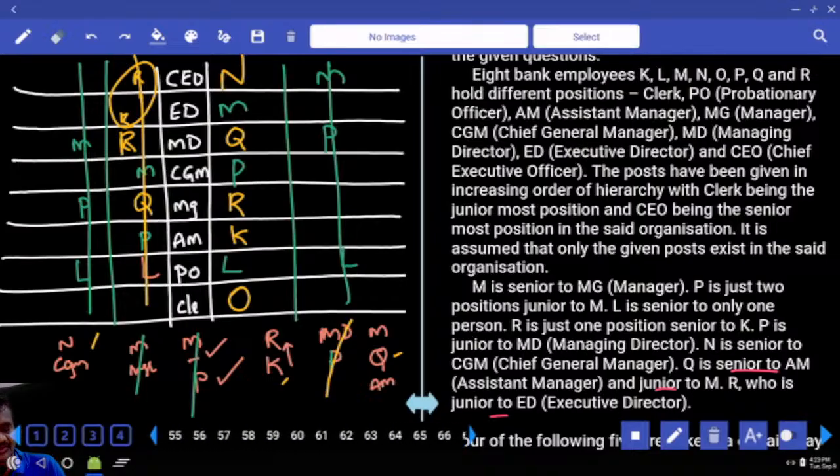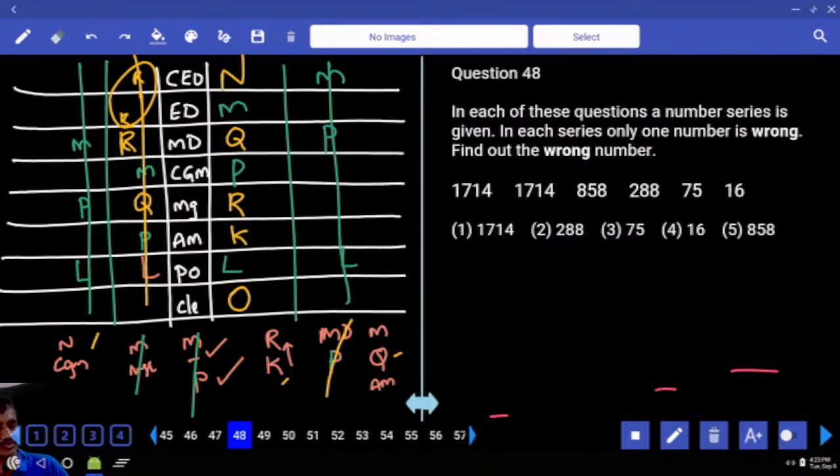Number series, question numbers 48 to 52. Here in 48 to 52, what are the numbers given? Now find out the wrong number. We need to find out the wrong number here.